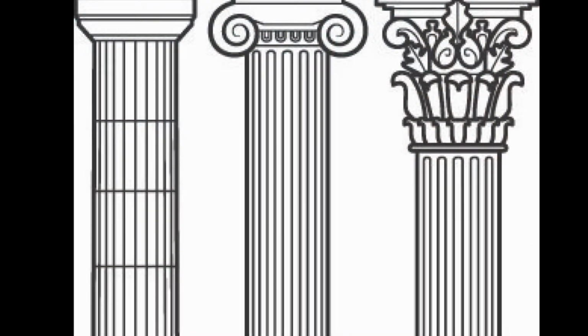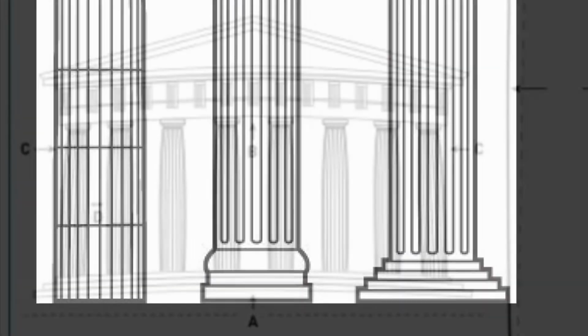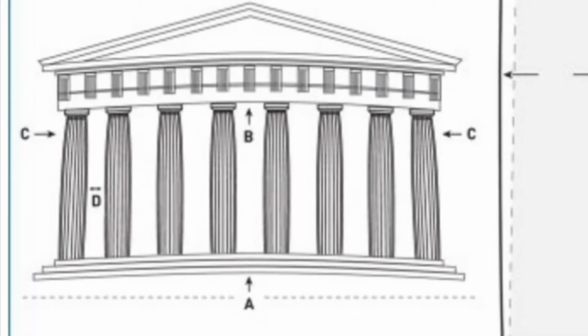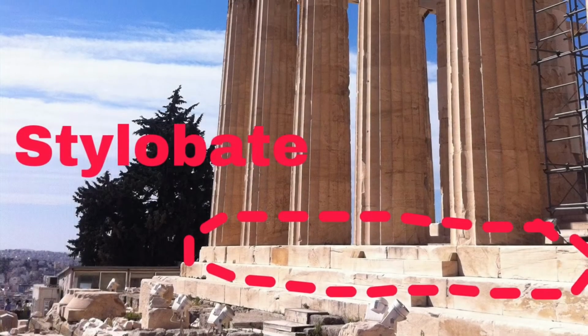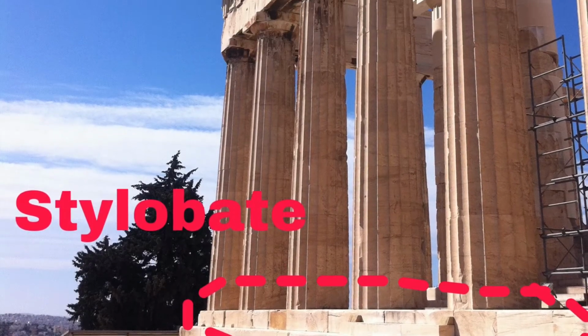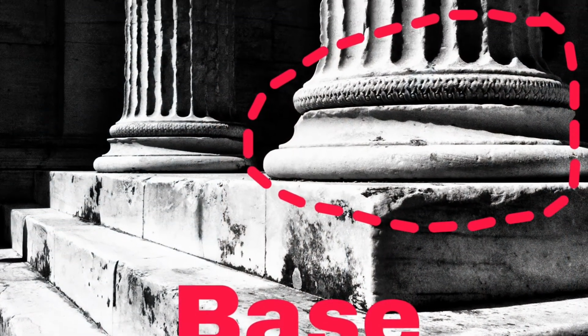Before we talk about the three column orders themselves, let's talk about the different elements or different parts of a column in general. Ancient Greek temple columns sat on a flat horizontal surface known as a stylobate, something like the floor of the temple. The lowest part of the column, which sits on the stylobate, is known as the base.